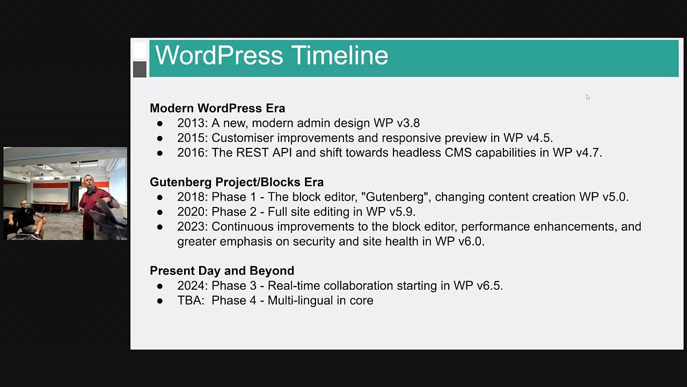And then phase 4, there's no timeline for that, but phase 4 is multilingual in core. It's true multilingual between everything across the site. So that gives you an idea of where WordPress has come from, a humble blogging system, all the way up to where it is just now.